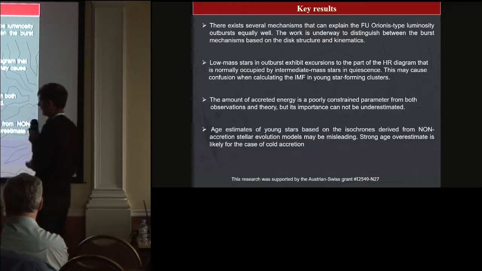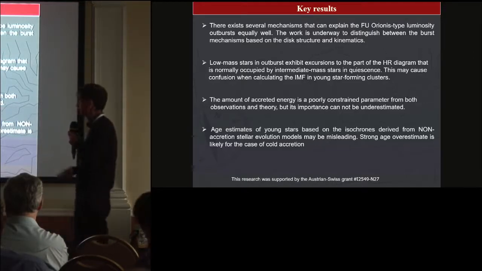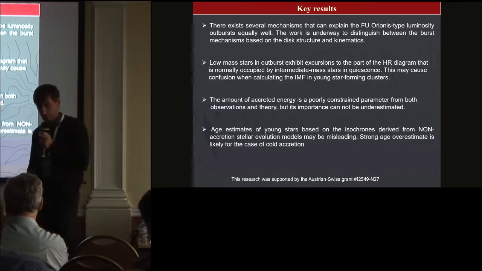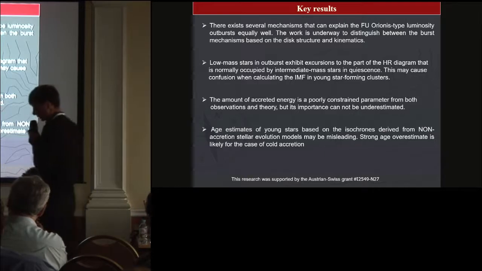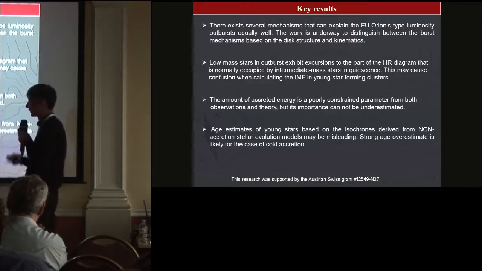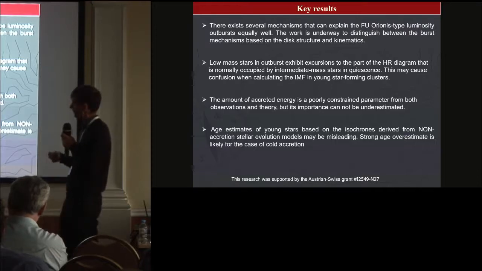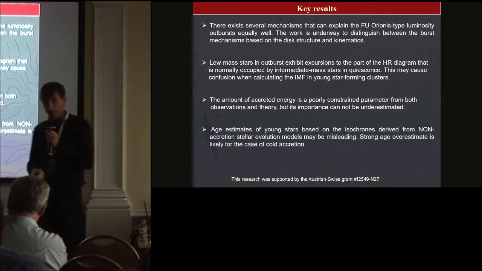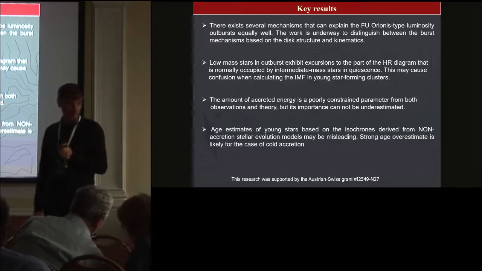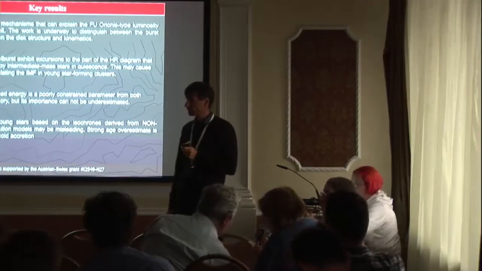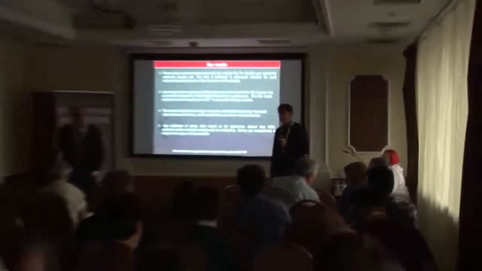And again, this epsilon parameter, the thermal efficiency of accretion, is poorly estimated. I don't know anybody who really did that calculation, and this has to be done somehow to improve the age estimates of the stars. Okay, thank you. So let's give time to questions. Okay, questions.